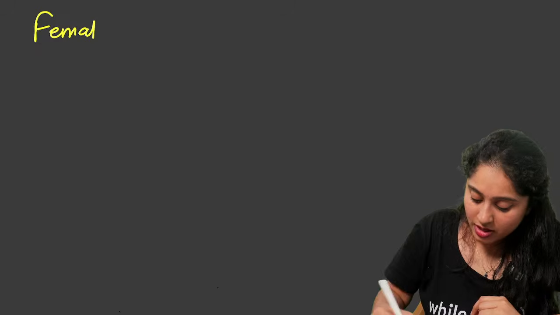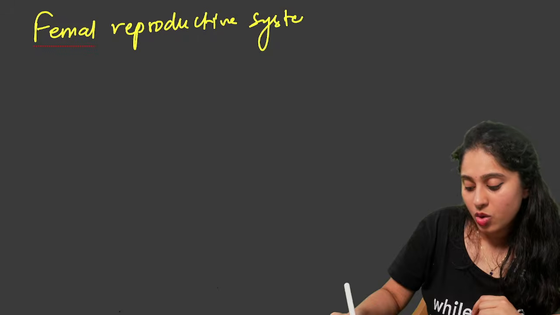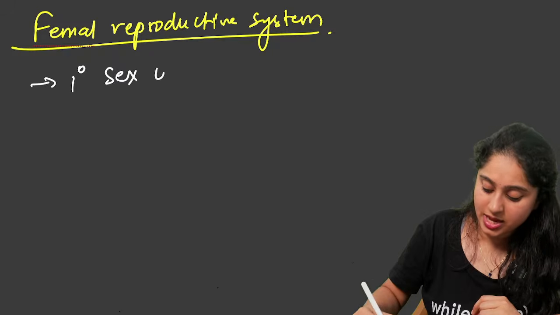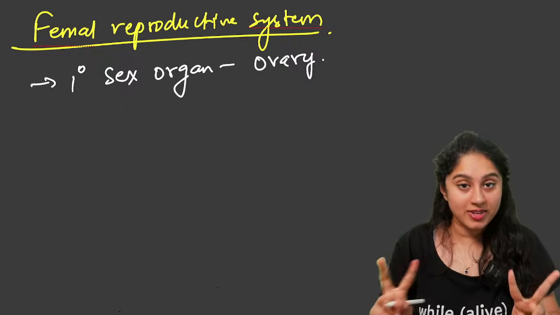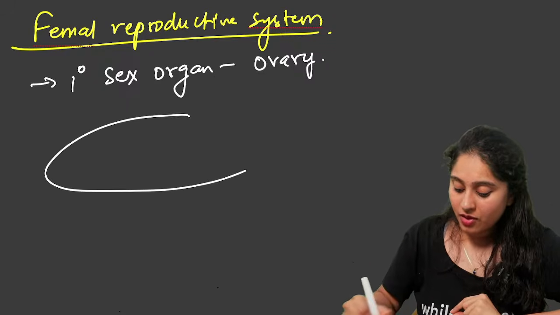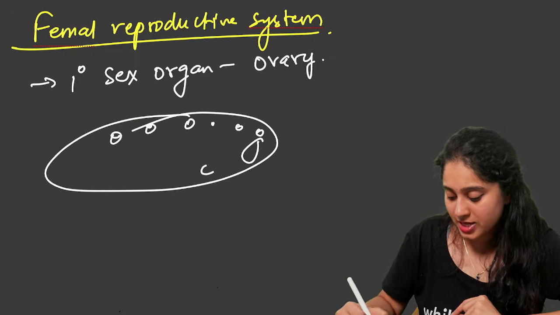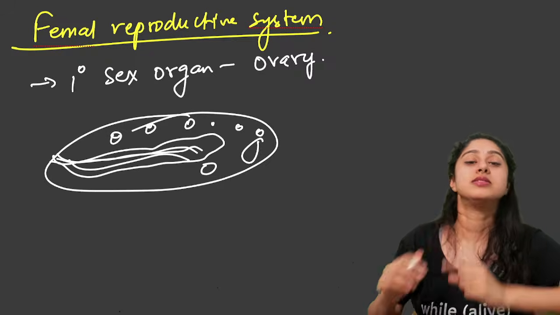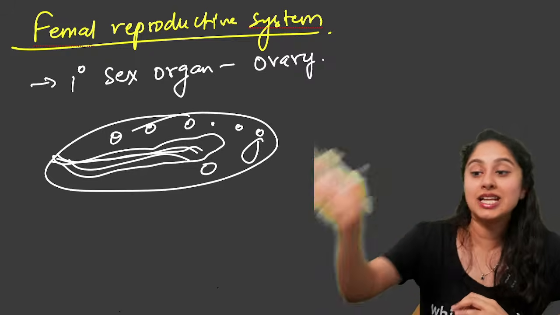Now coming to the female reproductive system. Here, what is the main primary sex organ? The primary sex organ is nothing but the ovaries. We have two ovaries. Now in this ovary, we have a cortex where all the follicles are present, and then we have a medulla, which is nourished with all the blood vessels and the nerves and all of that.